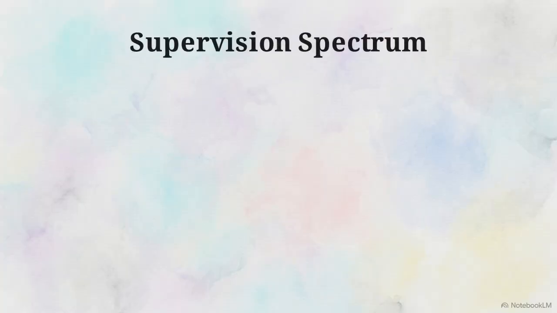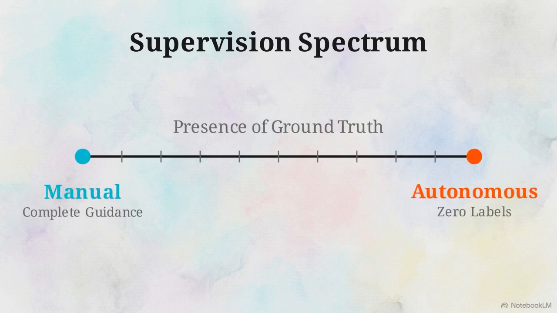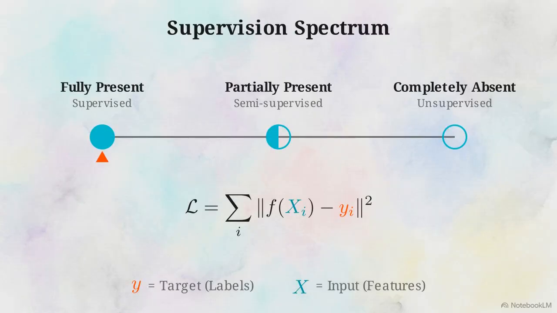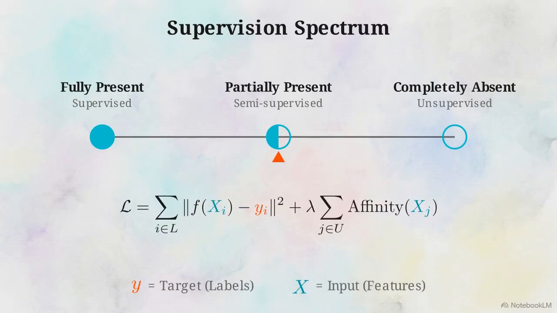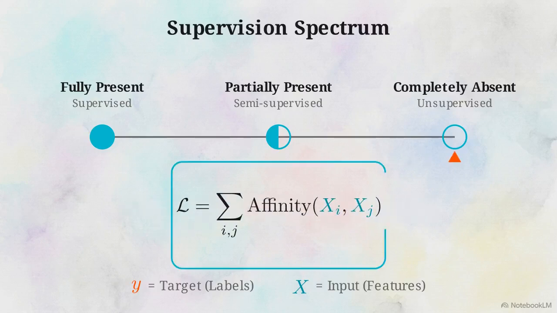To map this out, we use the supervision spectrum. The axes represent the presence of that ground truth, ranging from complete human guidance on one end to zero provided labels on the other. The exact architecture of a machine learning system is entirely downstream of our data. Whether a target variable is fully present, partially present, or completely absent dictates the mathematical objective function we must use.